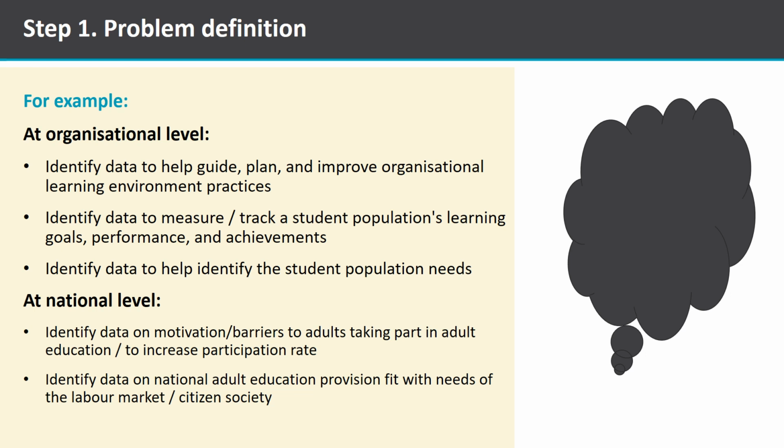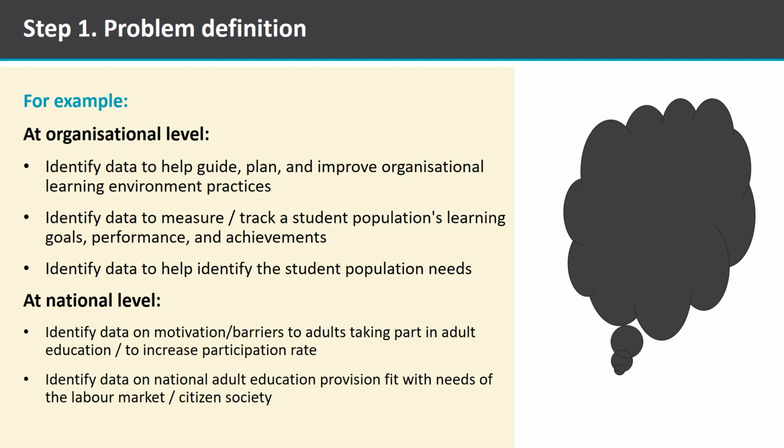At national level, it may be to identify data on the motivation or the barriers to adults taking part in adult education, and to understand the barriers to increasing participation rates. It may be identifying data on national adult education provision and how it fits with the needs of the labour market or with citizen society.